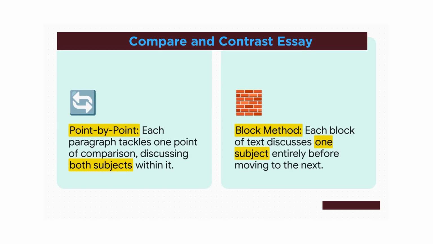With point-by-point, you take one idea at a time, like the social aspect, and you discuss both running and swimming in that same paragraph. The block method is different. You talk about everything related to swimming first, in one big block, and then everything about running in the next. Honestly, for a punchy, direct argument, that point-by-point method is usually the way to go.